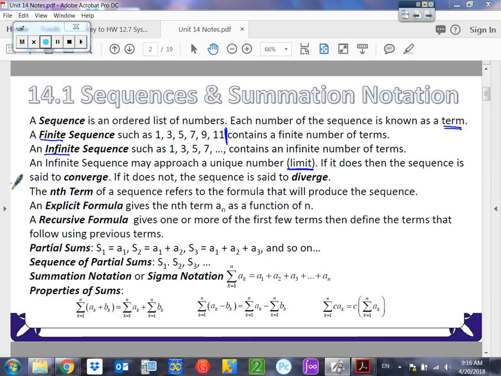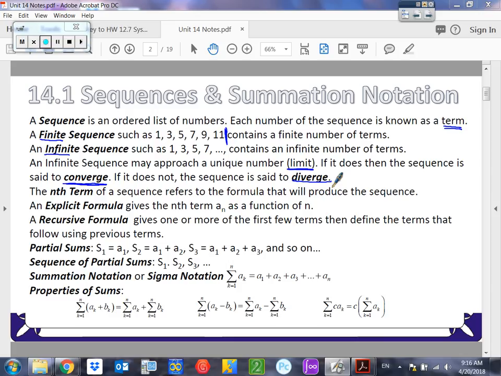So this is a big calculus word right here, converge. So if the sequence is headed to a particular number, then it is said to converge. If it doesn't, if it just keeps getting bigger and bigger, or smaller and smaller, then it's said to diverge. We probably did not talk about that last year. That might be new. The nth term is basically the formula that generates the sequence.